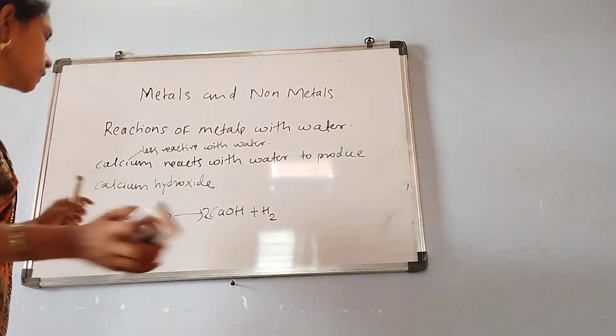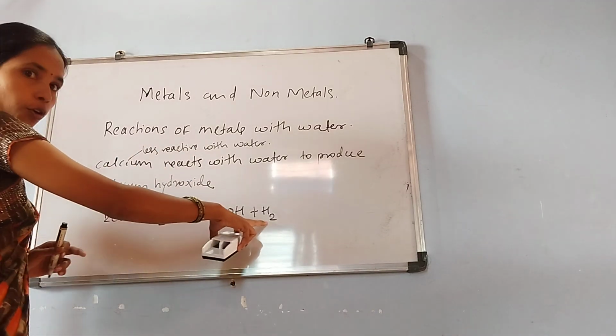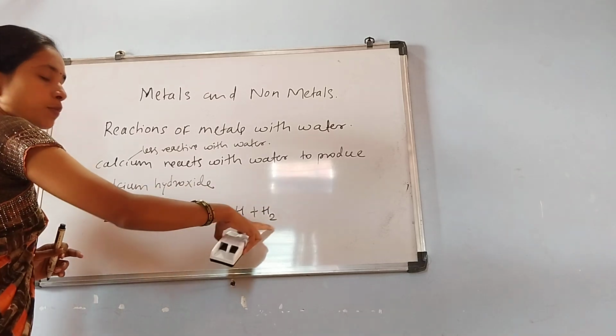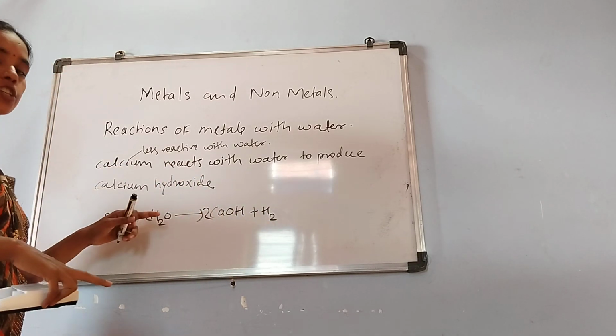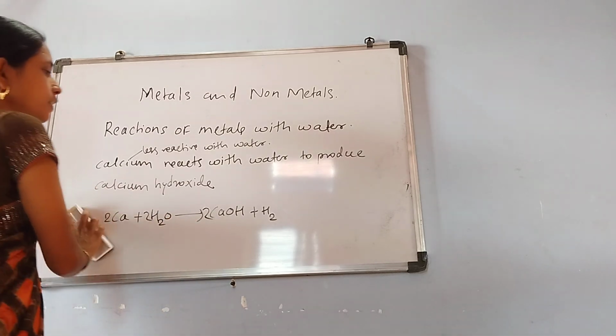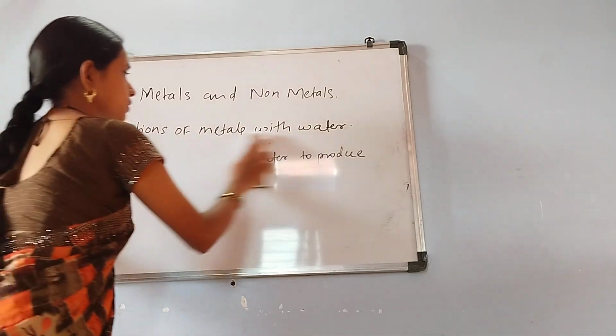The reason behind this is the hydrogen gas which is evolved from this reaction. It forms bubbles, and those bubbles stick to the surface of the metal. That is the reason calcium floats on water. So I'll write the reason here why calcium floats on water.